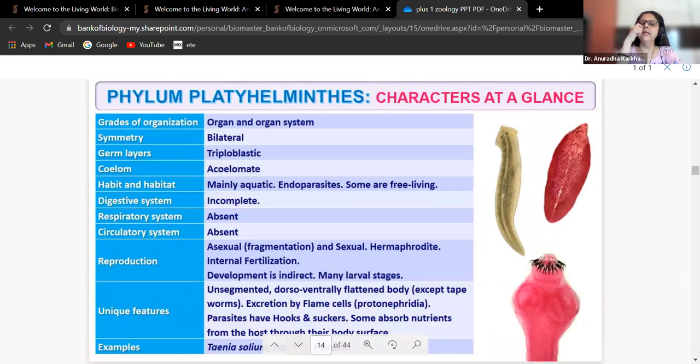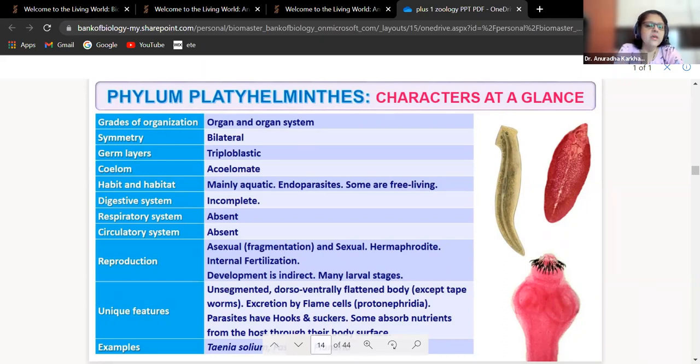Yes. Let us see the characteristics at a glance. Grade of organization is organ and organ system now. Till Ctenophora it was tissue, and from Platyhelminthes we have organ and organ system. Symmetry is bilateral, triploblastic, acoelomate, mainly aquatic, endoparasites, some are free living. Digestive system is incomplete, respiratory absent, circulatory absent. Reproduction is asexual by fragmentation as seen in planaria, as well as sexual; they are hermaphrodites. There is internal fertilization. Development is indirect with many larval stages.